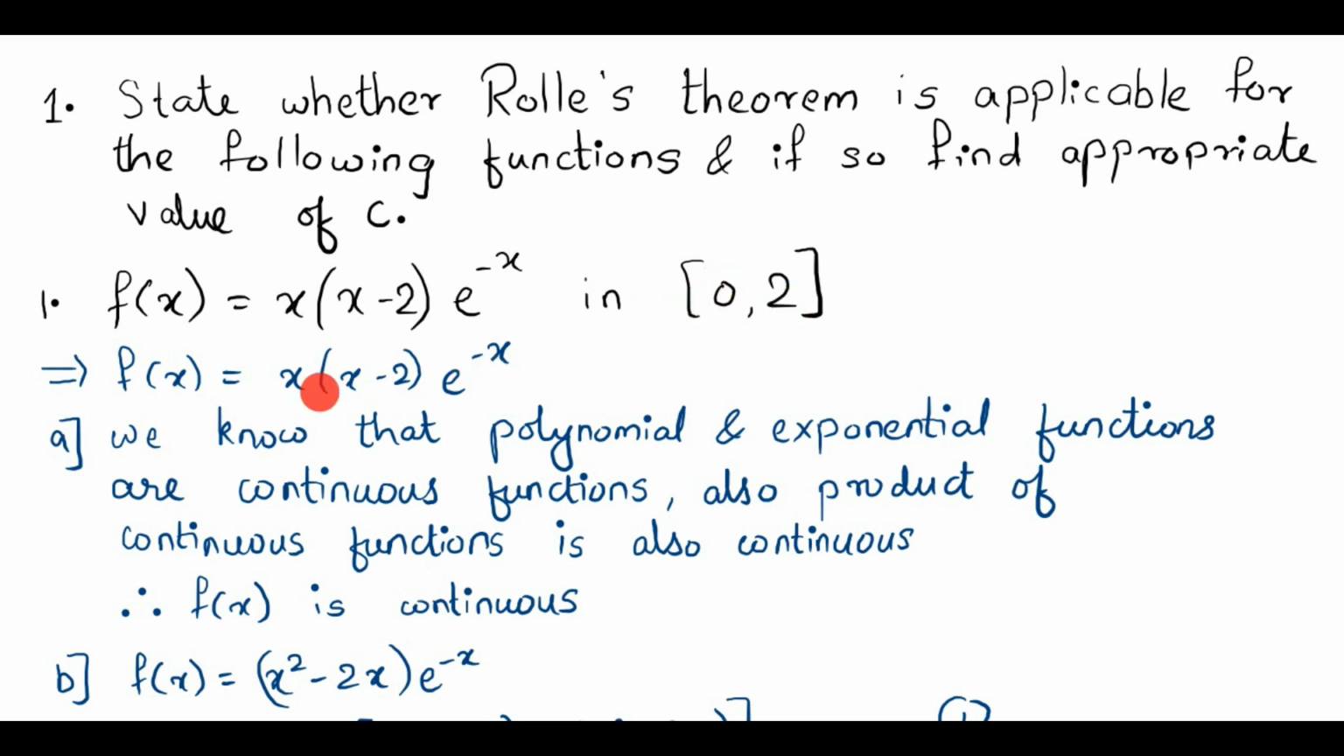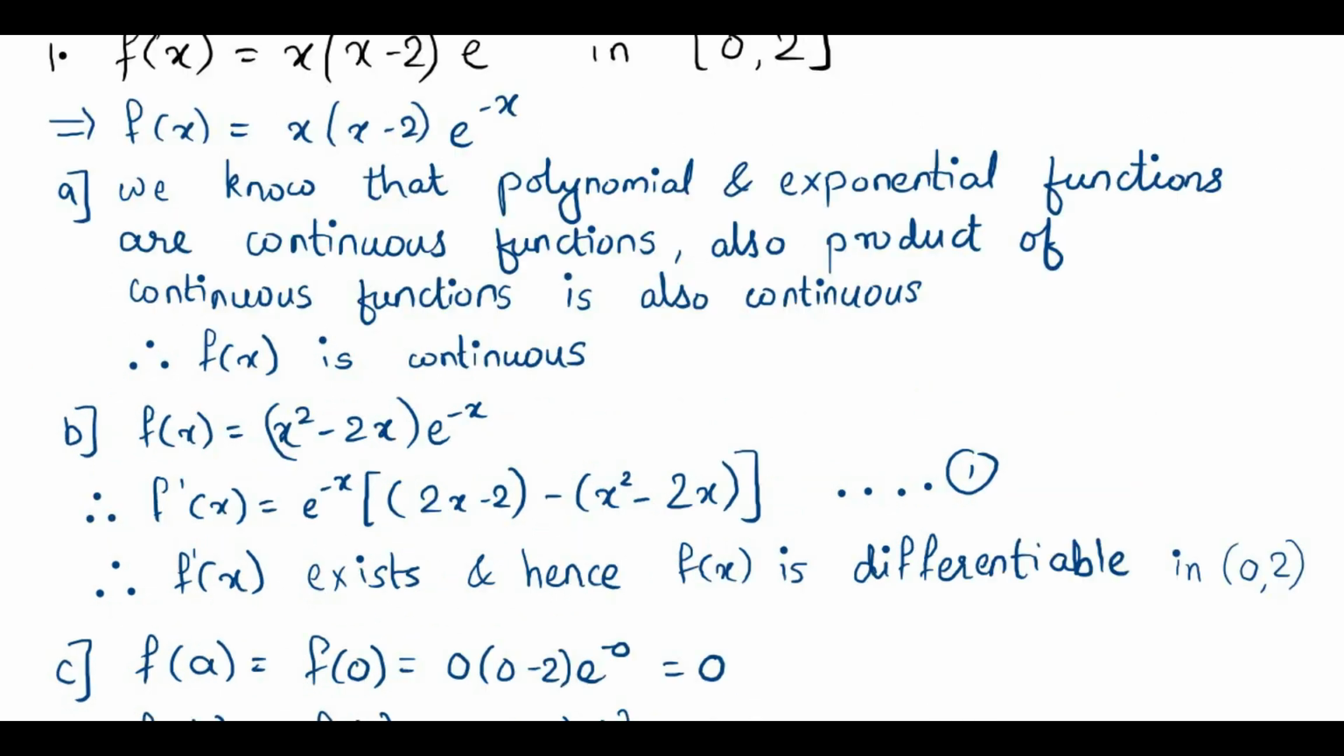As we can see, x(x - 2) is a polynomial function, and e raised to minus x is an exponential function, and we know polynomial and exponential functions both are continuous functions. So their product will also be a continuous function. Therefore our first condition is satisfied, that is f(x) is a continuous function.